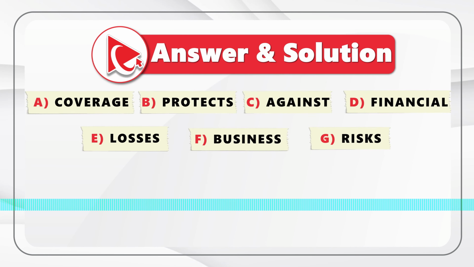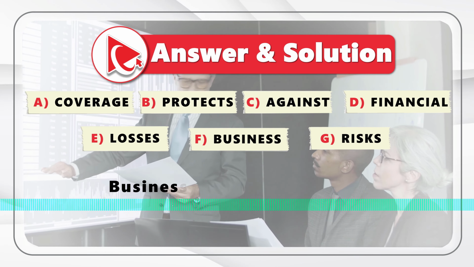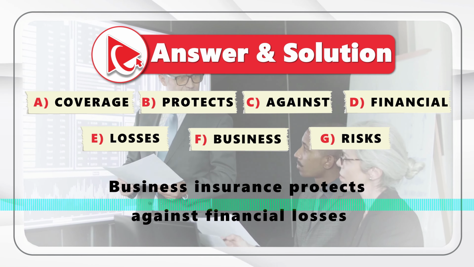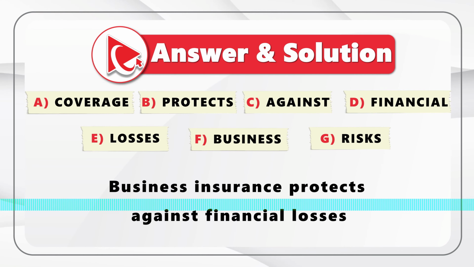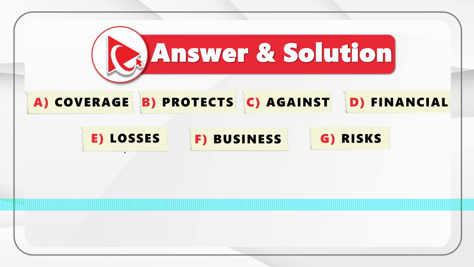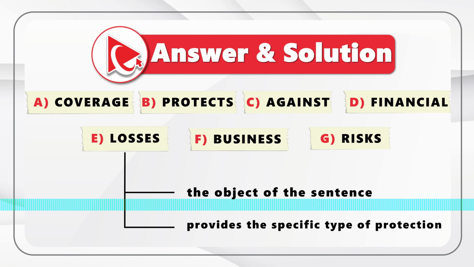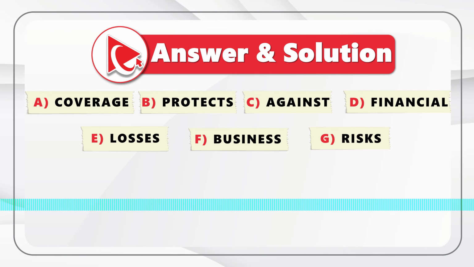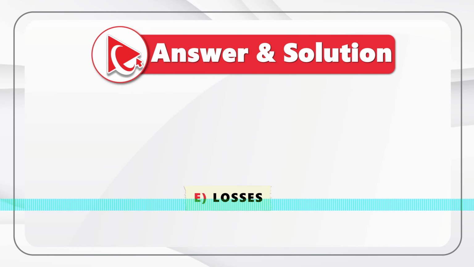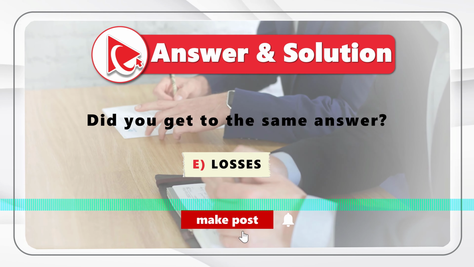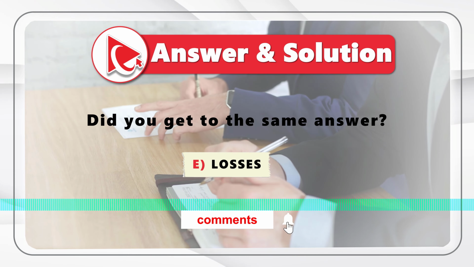Based on this information, let's build the sentence. Business insurance protects against financial losses. Based on this, we can determine that the last word in the sentence is losses. And this is the object of the sentence, and it also provides a specific type of protection. So I believe the correct answer here is choice E, losses. Did you get to the same answer? If not, please make sure to post your answer and solution in comments.